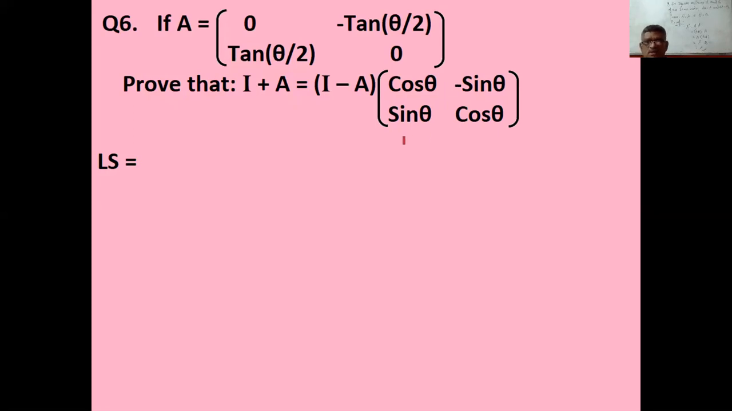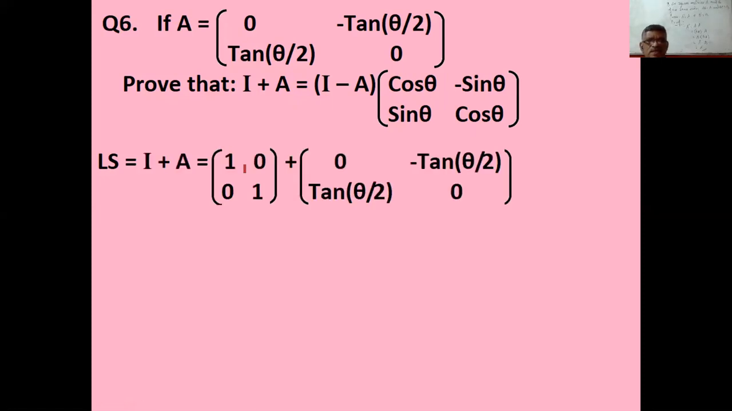This is many times repeated question. Left side there is nothing special. I is a 2 by 2 identity matrix plus A that is added. It will be 1 and then 0 plus this, then 0 plus this and 1 plus 0. It will be nothing but 1 minus tan theta by 2, tan theta by 2, 1. That is left side: 1 minus tan theta by 2, tan theta by 2, 1.